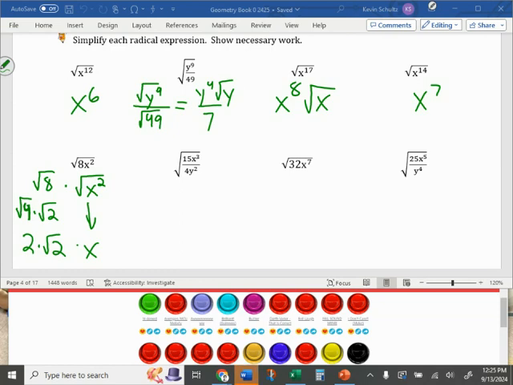That'll fix that. So we have 2 times the root of 2 times x. That all gets put together with whatever's outside the root coming first, and whatever's inside the root coming after. So we have 2x root 2 as our final simplified answer.